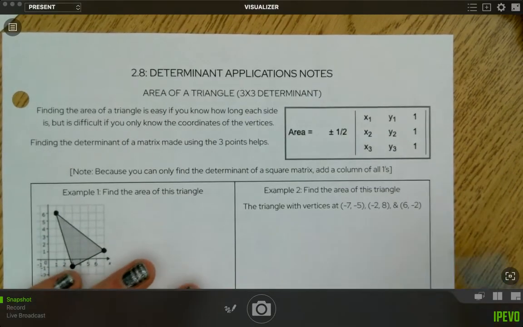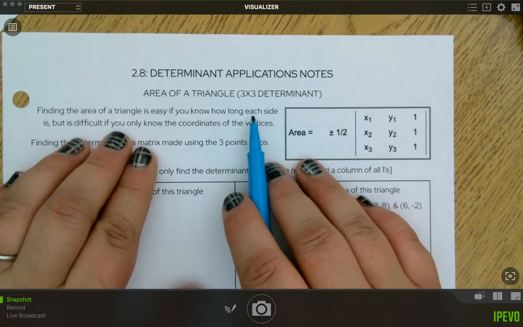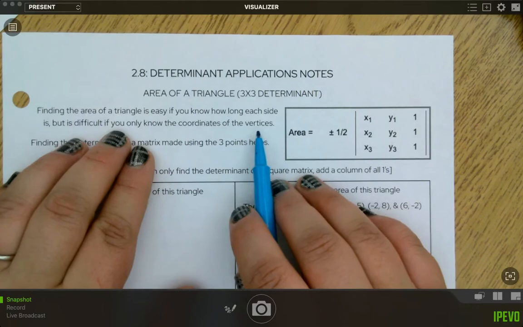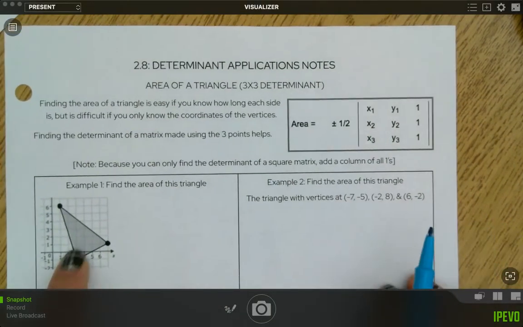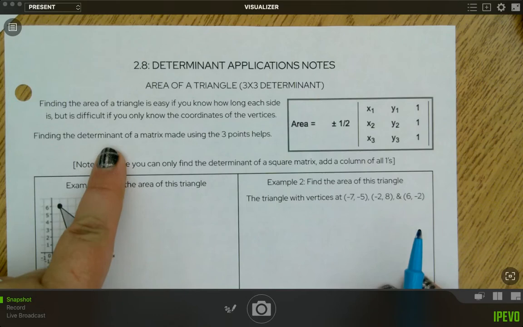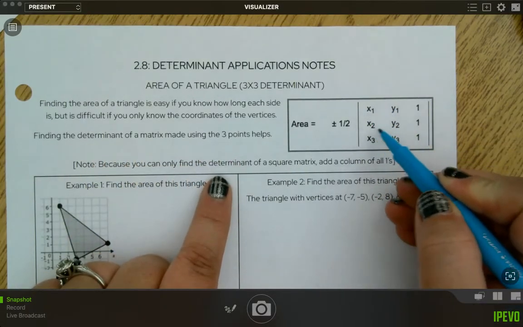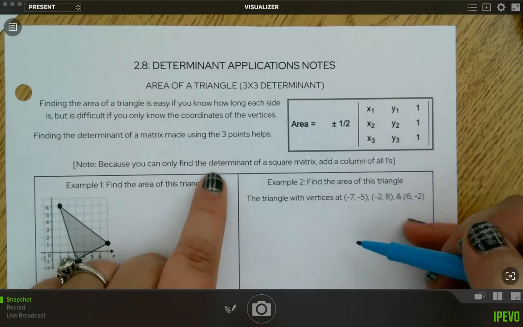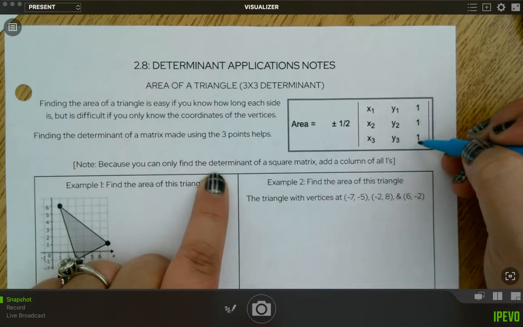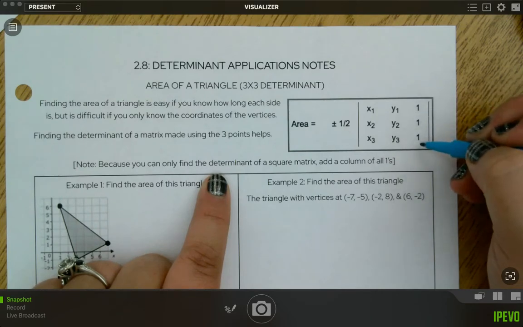So for the 3 by 3, finding the area of a triangle is pretty easy if you know how long each side is. But if you only know the coordinates of the vertices like this or this, then it's actually kind of difficult. Let's go ahead and do that. We're going to make a matrix out of the 3 points. So this is a point, this is a point, and this is a point. And because you can only take the determinant of a square matrix, we need a third column, since that makes 3 rows, one for each point. So we're going to make a column of all ones here at the end.